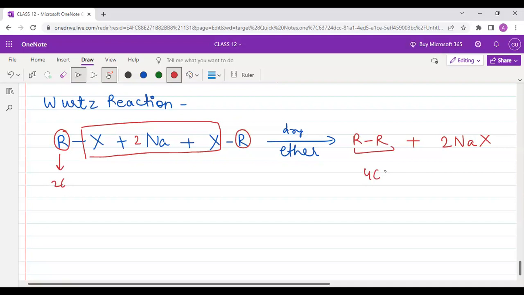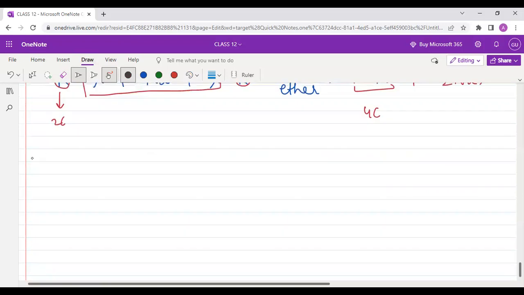So these were the 3 reactions of haloalkanes, that is alkyl halides. First was nucleophilic substitution, SN1 and SN2. Second is elimination reaction in the presence of alcoholic potassium hydroxide, and third is reaction with metals. So you should remember this, Wood's reaction. Name reactions are always important. Thank you. Yes, ma'am.